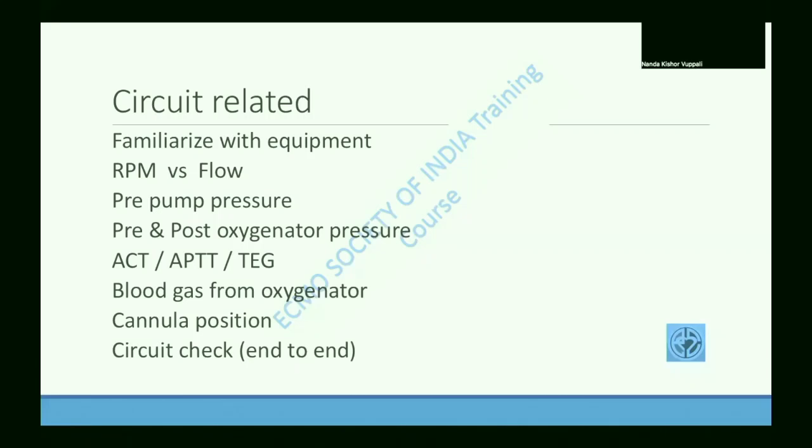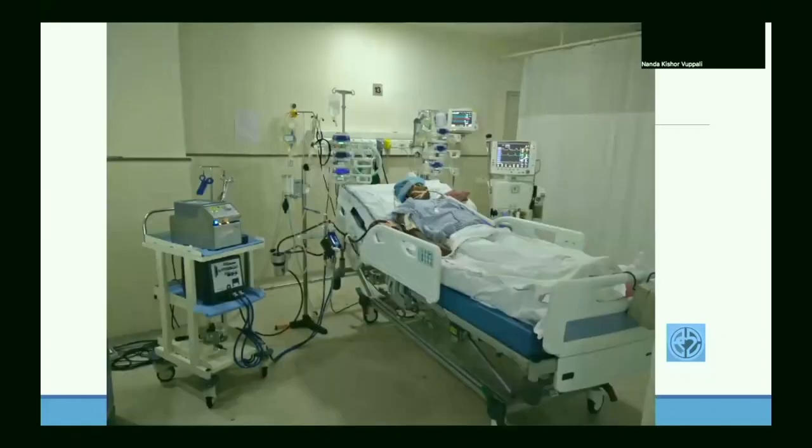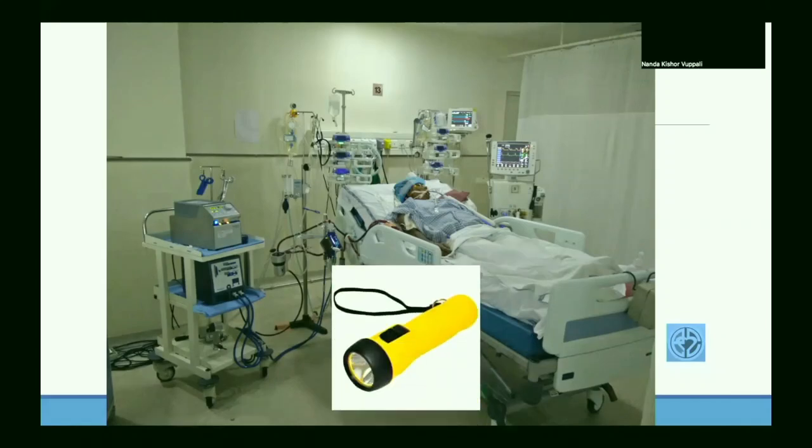And every shift we do a circuit check, starting from one end to the other end. You start either from the venous end or the arterial end, but go from one end all the way through the circuit to the other end, mainly looking for any clot formation, checking that all the connectors are tight, there's no leakage, and there's no air in the circuit. One good piece of equipment required at the bedside is a torchlight. So this should always be at the bedside. Whenever you do a circuit check, we use a torch and walk it all the way through from one end to the other.